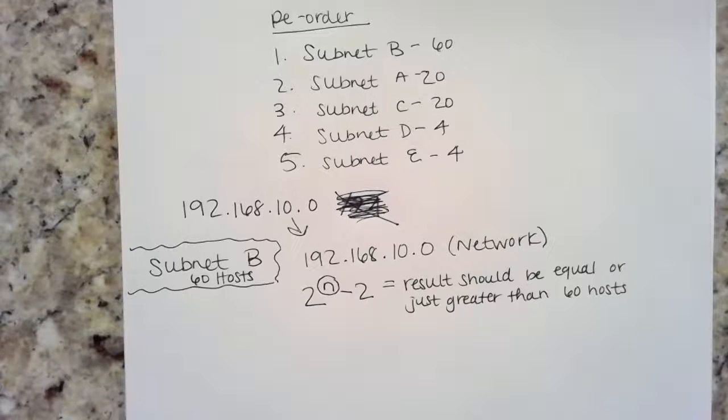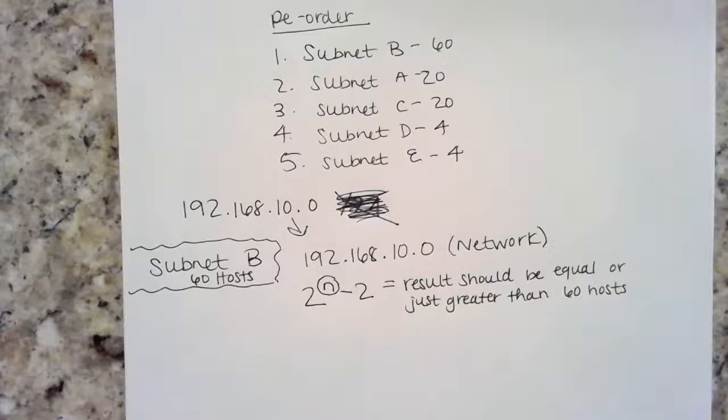So if we did 2 to the 4, let's just throw one out there, that'll give us 16. Minus 2 is only 14. That will not work. So let's try something greater. So 2 to the, let's say, 6 equals 64. Minus 2 equals 62. So that's just greater than, right?